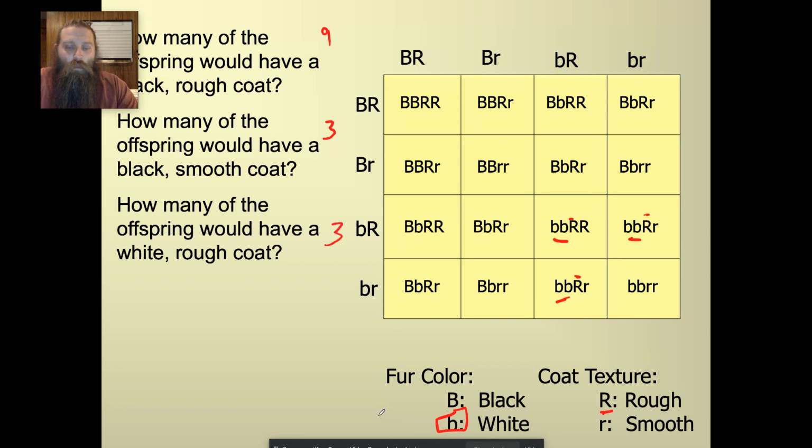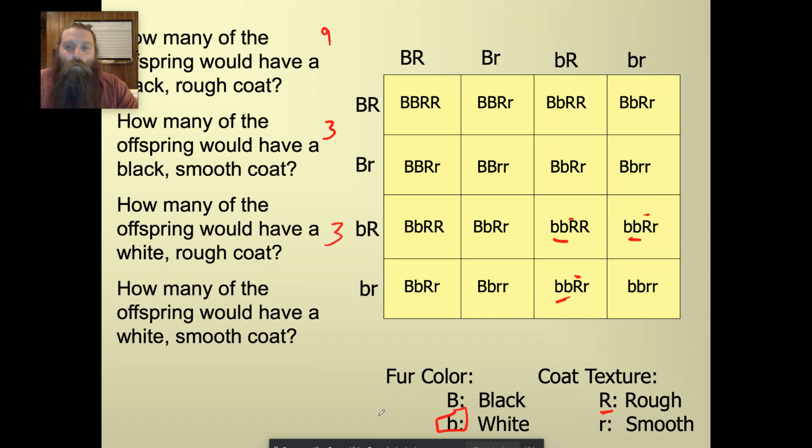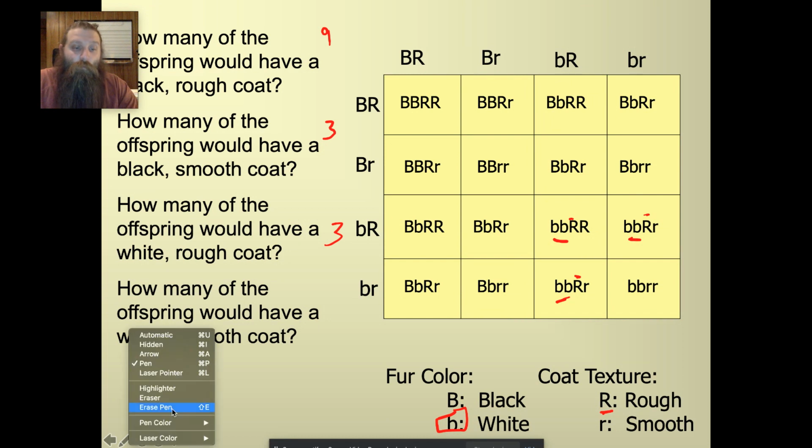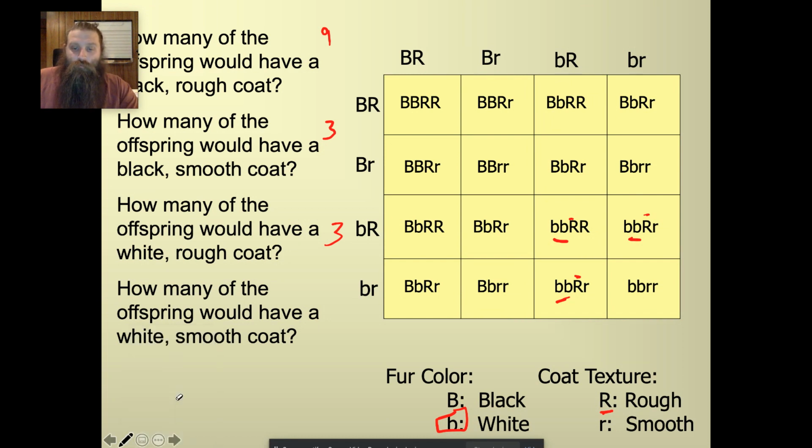All right. And the last question would say, how many offspring are white and smooth coats? So true recessive for both traits. Well, that means we need 2 little b's and 2 little r's. And hopefully, see if there's only one that is little for both.